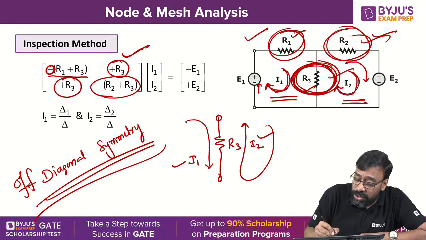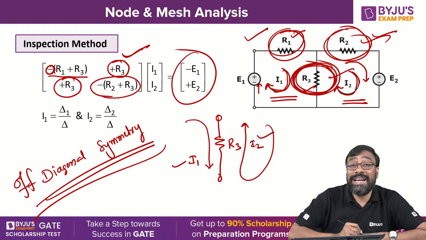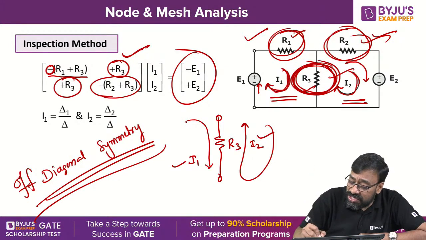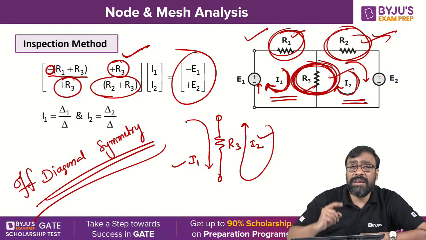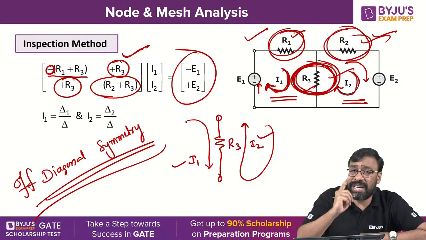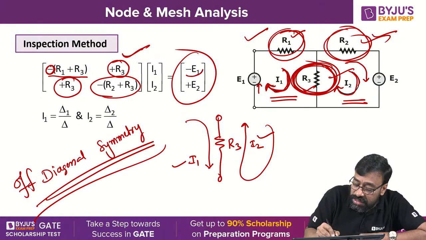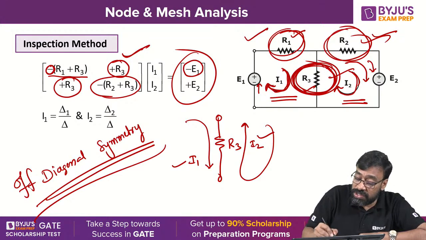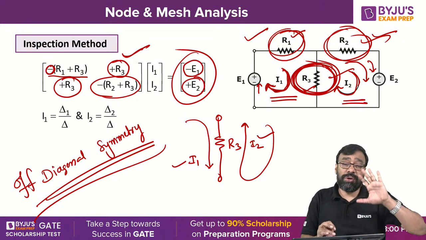Well, now coming to the 2-1 matrix on the right side. Look at this. I1 is touching E1. What is the first polarity it touches? Negative sign. That is why you got minus E1. And I2 is touching what first here? Positive polarity. Therefore, that is why you got plus E2. This is how you have to remember.